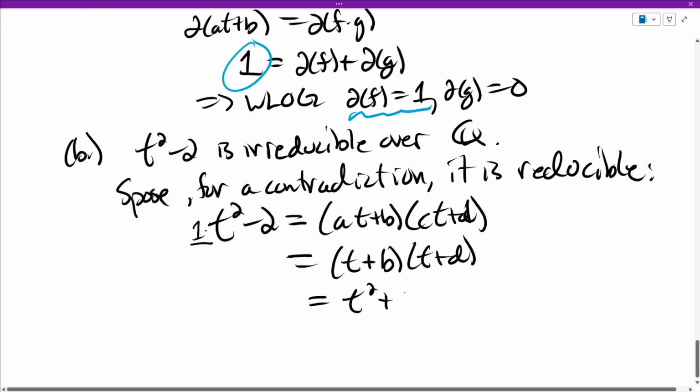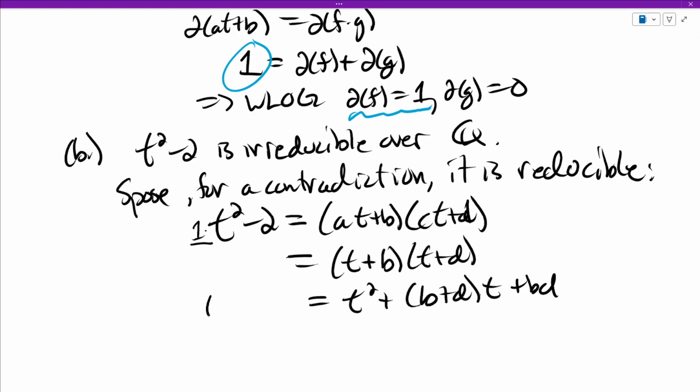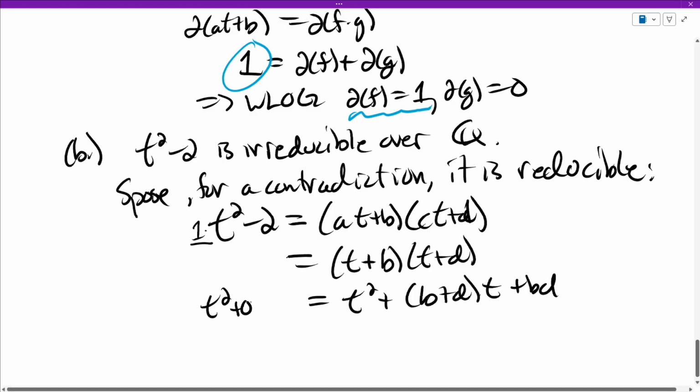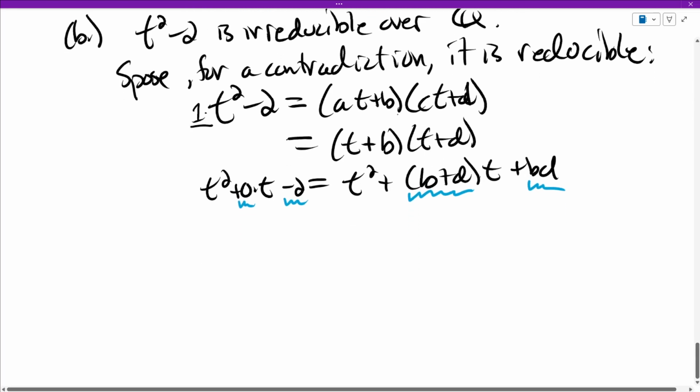If you FOIL it out, you get t squared plus (b plus d)t plus bd. And then on the left-hand side, that's t squared, there's no t's over here, and then minus 2. So for these to be equal, b plus d had better be 0, and b times d had better be negative 2. So let's write that out.